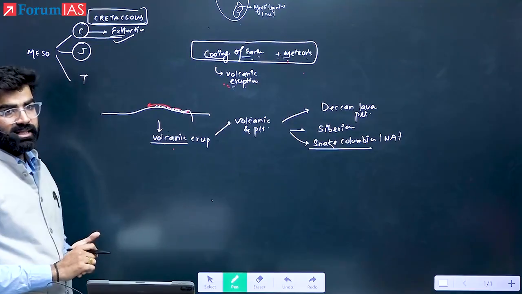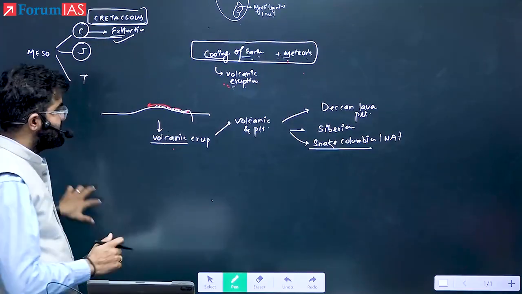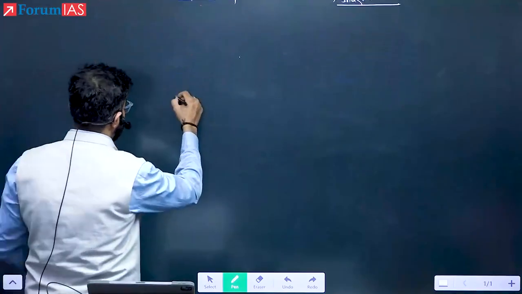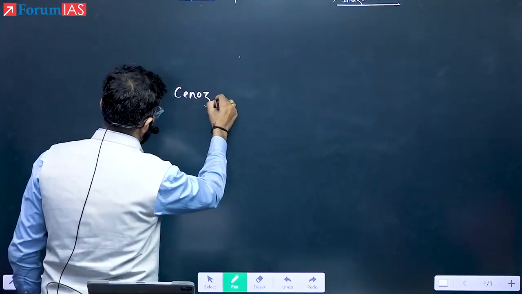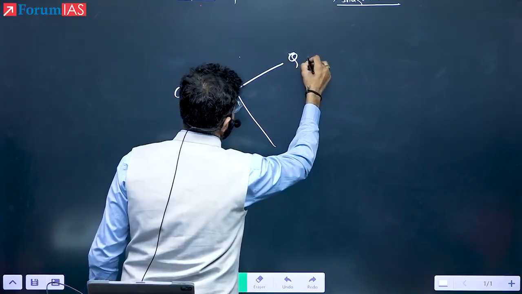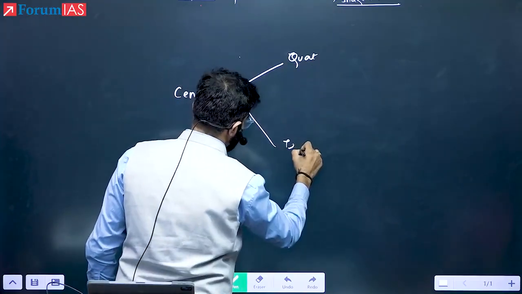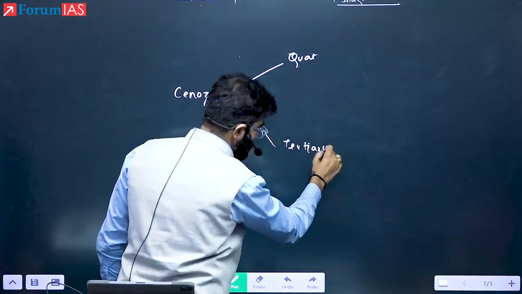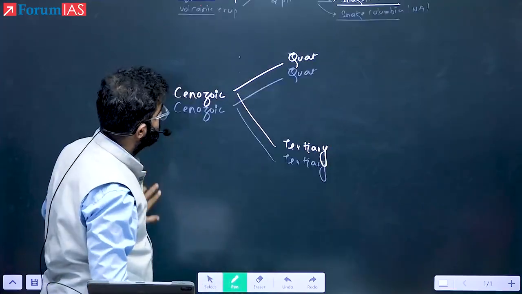Done? The last time period, that is Cenozoic. In the Cenozoic, the one is Quaternary.